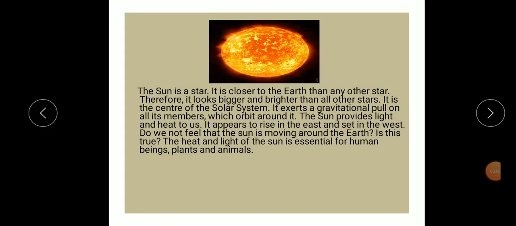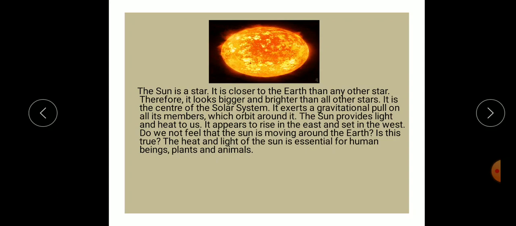The sun is a star. You can see in the image, student, that this is the sun. The sun is a big star. It is closer to the earth than any other star. Therefore, it looks bigger and brighter than all other stars. It is the center of the solar system. It is the head of the solar system. It exerts a gravitational pull on all its members, which orbit around it. The sun provides heat and light to us. It appears to rise in the east and set in the west. Do we not feel that the sun is moving around the earth?